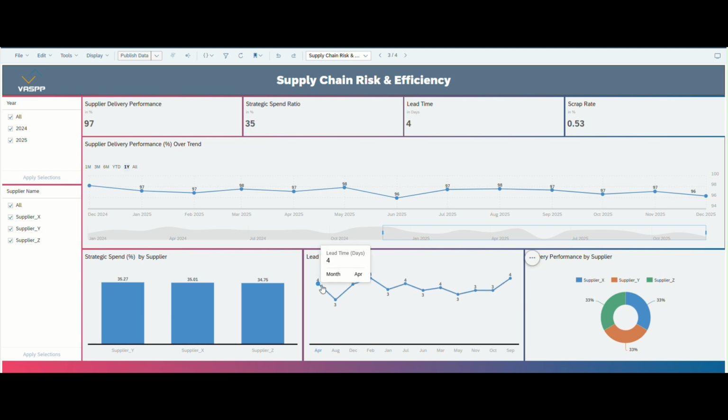Finally, the lead time trend view adds context to supplier performance. While the overall lead time is steady, small shifts highlight the need for ongoing monitoring of shipping modes, supplier readiness, and inventory planning to stay ahead of potential disruptions.